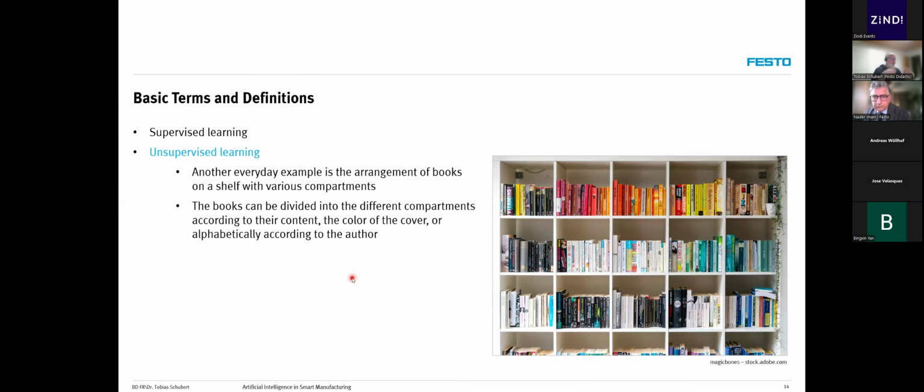If you think about an everyday example, it's like arranging books on a shelf. You can do it by color or by theme or by author or whatever. Whenever one asks for a particular kind of book, like a documentary or something like that, you go to the shelf of the documentaries and grab one. That's unsupervised learning, which, for example, we use for our Festo AX system.